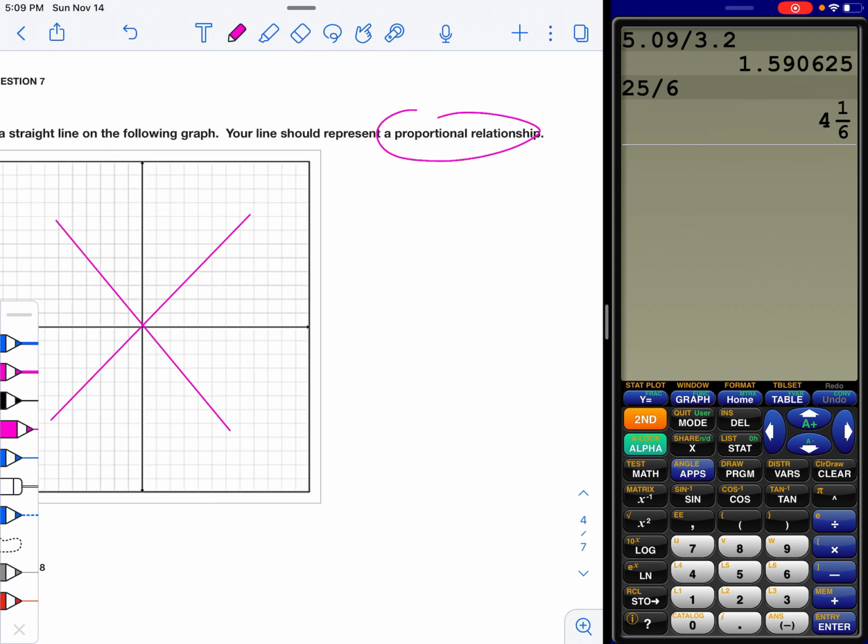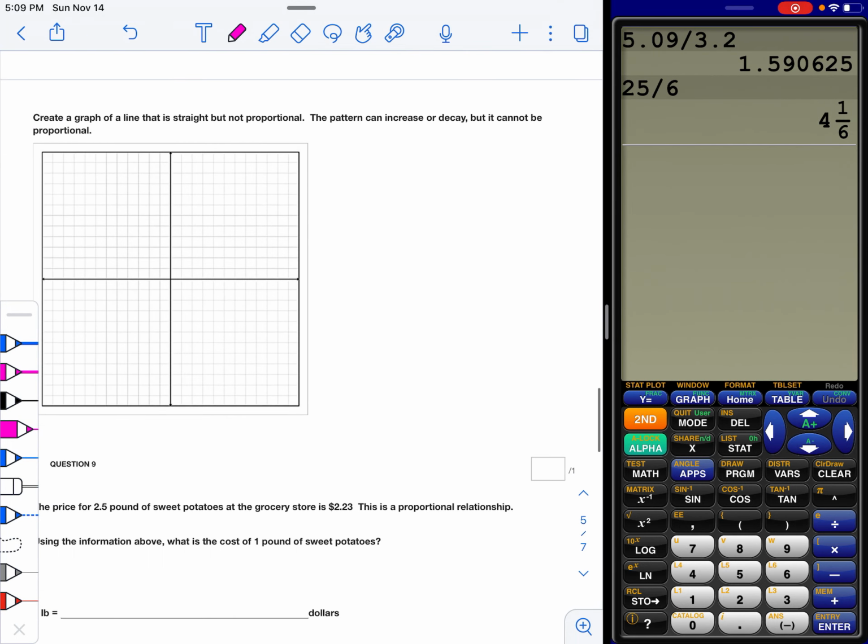I'm just drawing two diagonals as examples. They both go through the origin, so they are both examples of proportional.